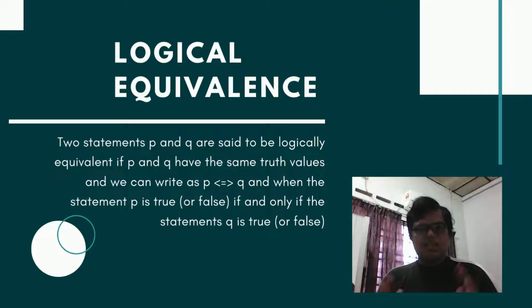Okay, logical equivalence. Two statements P and Q are said to be logically equivalent if P and Q have the same truth values, and we can write it as P is logically equivalent to Q. This happens when the statement P is true or false if and only if the statement Q is true or false.